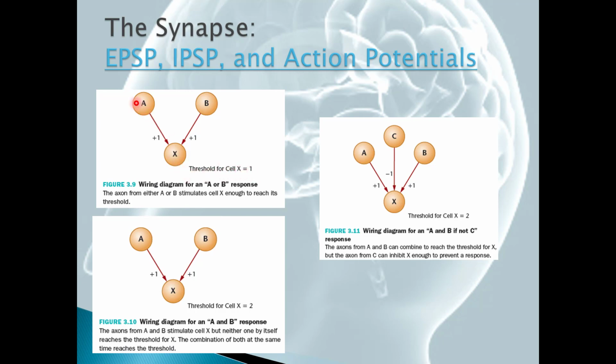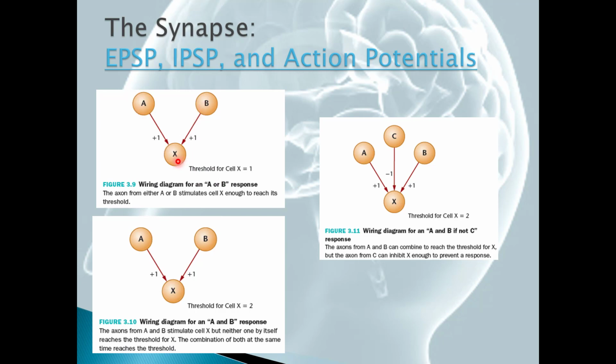So if A fires an action potential and stimulates X, will X have an action potential? Yes, it got to +1. If B stimulates X, will X have an action potential? Yes, because it also stimulates at +1, and that's our threshold. How about A and B together?